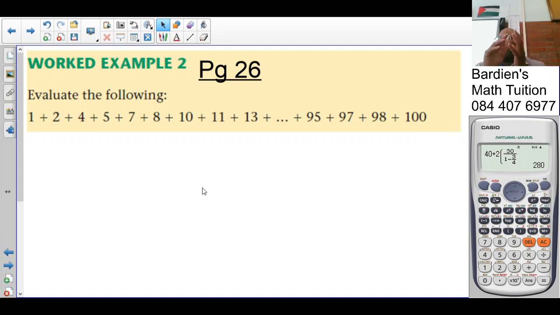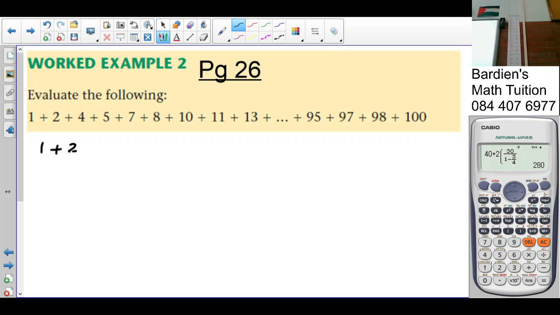Okay, count for me. You get 1, then 2, then 3, which is not there, then 4, then 5, then 6, which is not there. So what do you notice? Every third number is not there, which is also what? Multiples of 3. And what's the largest multiple of 3 that's not represented there? 99.